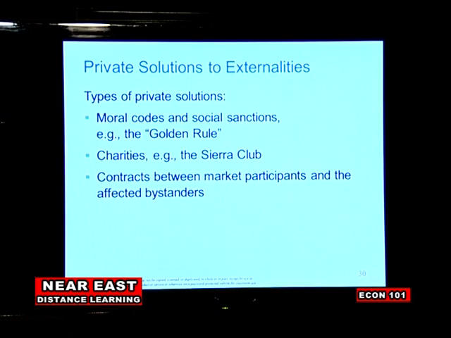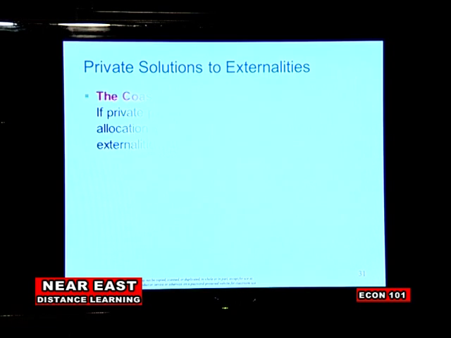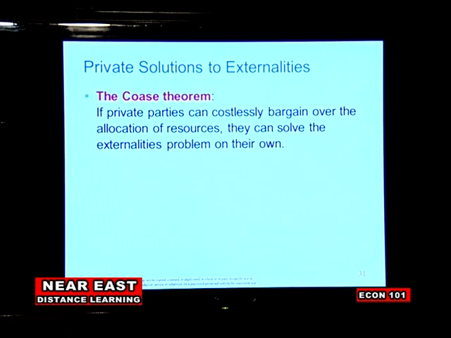We have moral codes and social sanctions, for example, the Golden Rule. We have charities, for example, the Sierra Club. We have contracts between market participants and the affected bystanders. And we have the Coase theorem, which says that if private parties can costlessly bargain over the allocation of resources, they can solve the externalities problem on their own.